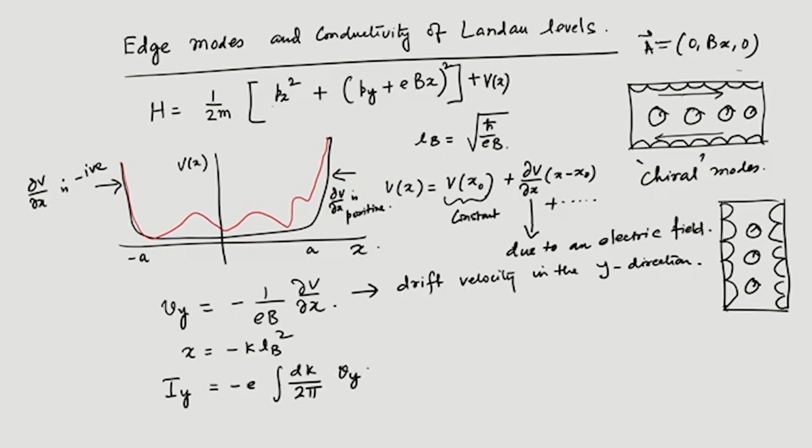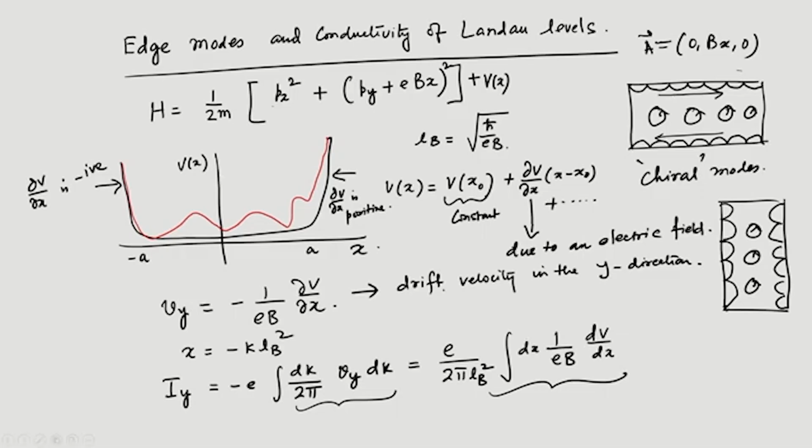So, it is a Vy and a dk. Okay, and then we put all these factors there. So, one gets that it is 2 pi lB square, where lB square is equal to h cross over eB, and this is equal to a dx 1 over eB and del v del x, which I basically write as dv dx without any loss of generality. So, it is now a k-space integral in this step that is converted into a real space integral by using these velocity expressions, and we have also used lB square equal to h cross over eB.